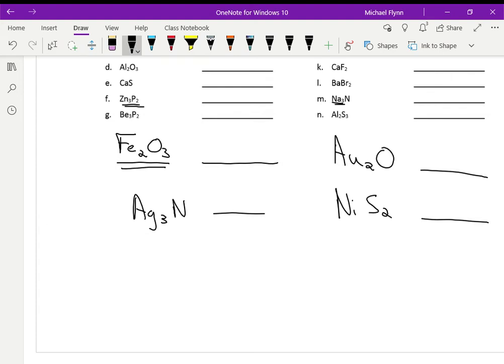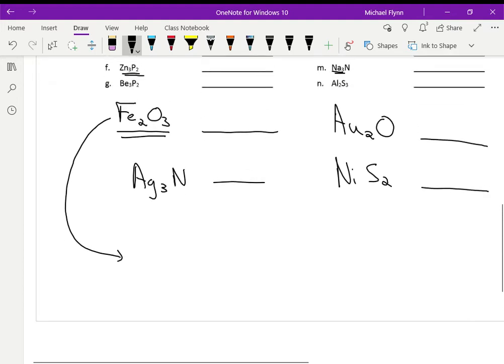Now there is a trick with these multivalent guys though. The iron, the silver, the gold, and the nickel. Okay, what you have to do is you have to figure out what their charge was supposed to be. Okay, so let's do this one here together. What version of iron is that? Well, now we're going to do the reverse crossover. We're going to do it in reverse.